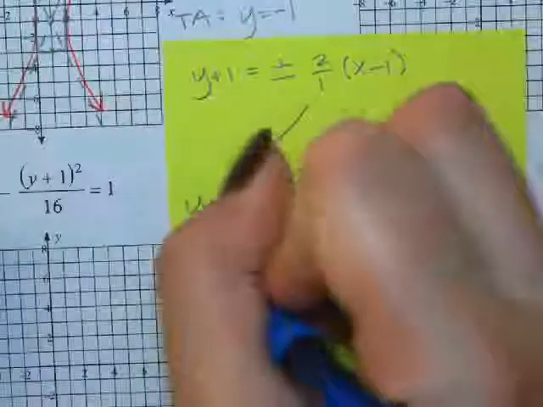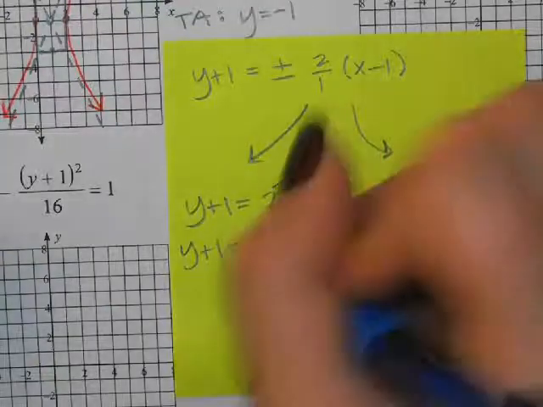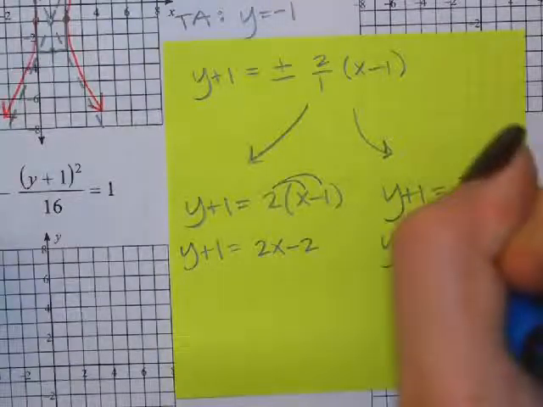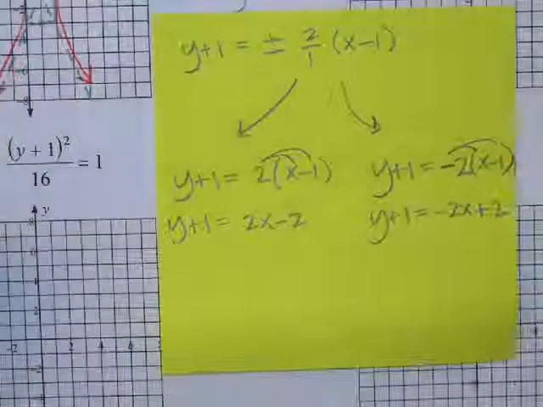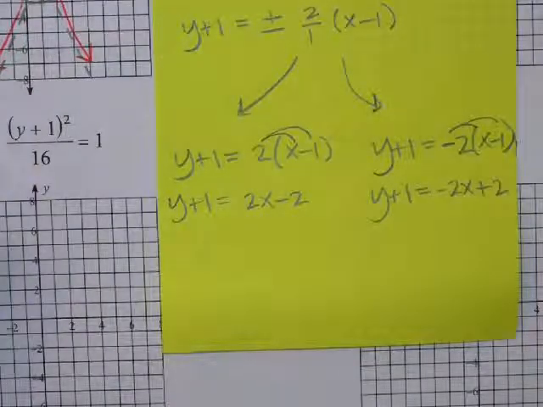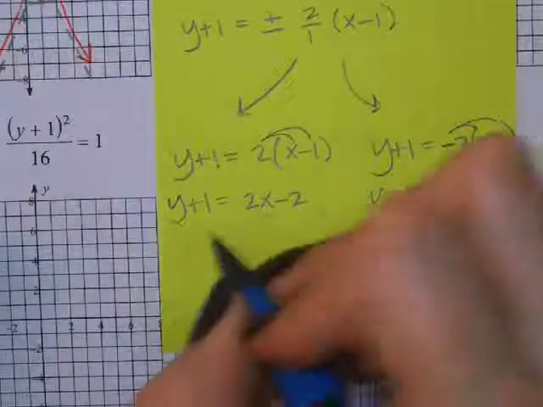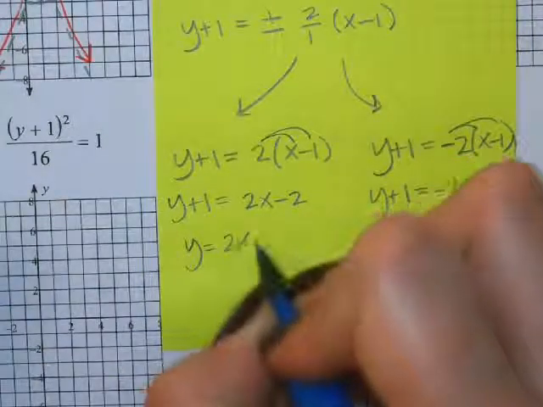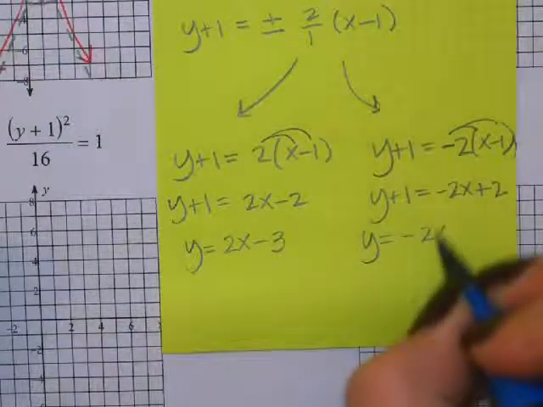So we have y plus 1 equals 2x minus 2. And then for this one, we have y plus 1 equals negative 2x plus 2. And then what do we do to completely finish the problem? Yeah, subtract the 1. So if we minus the 1, we're going to have 2x minus 3. And if we minus the 1, we're going to have negative 2x plus 1.